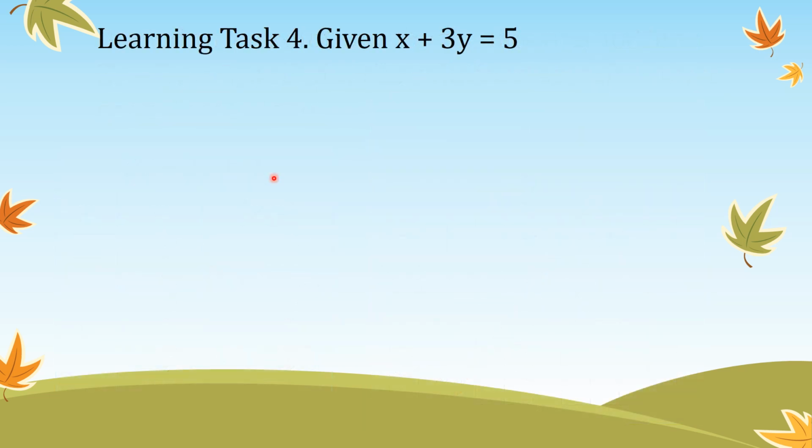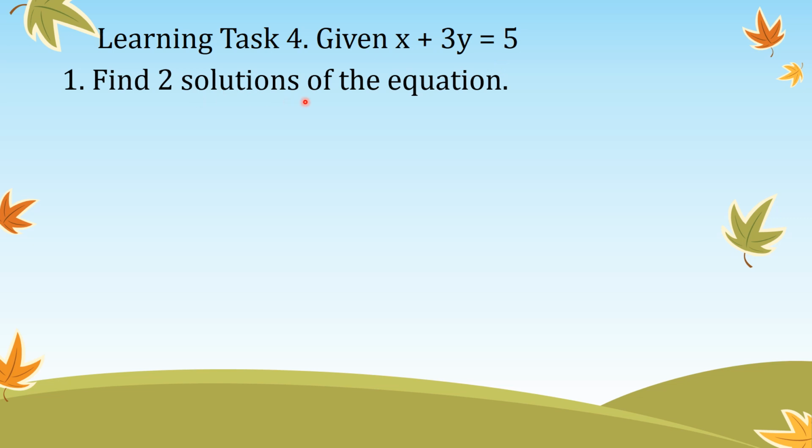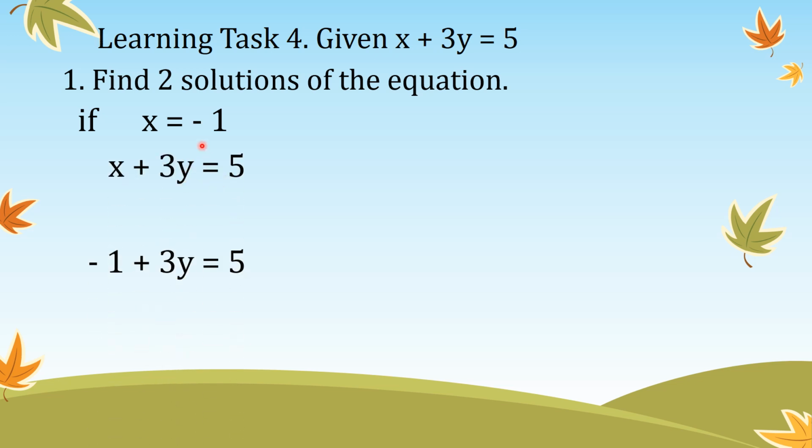Now, let us have learning task 4. Given x plus 3y equals 5, find two solutions of the equation. For finding this, let us think of what values we can give for x. Let us start if our x is negative 1. So we just copy the equation: x plus 3y equals 5, then substitute negative 1. So negative 1 plus 3y equals 5.